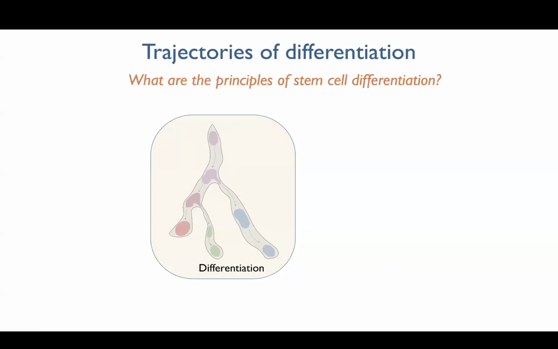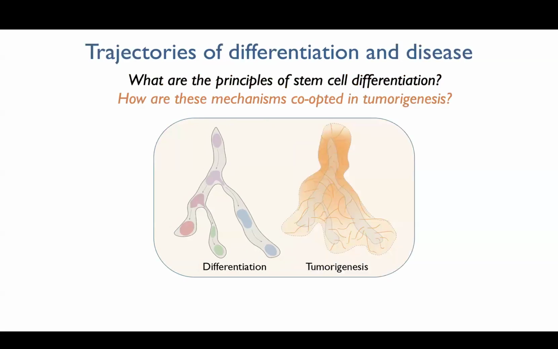So the goal is how do we get at some general principles of how stem cell differentiation works. We are also interested, and as you can imagine, a lot of these processes tend to be disrupted in disease. So we are trying to really understand how these mechanisms are co-opted in tumorigenesis specifically, or generally in metastasis too, for example. That's the biological motivation of where we come from.